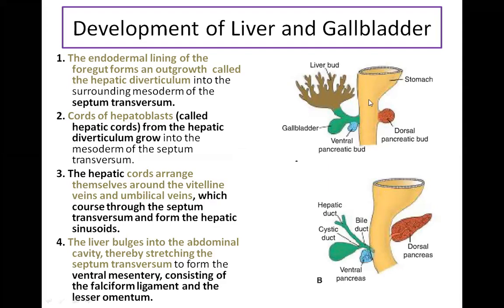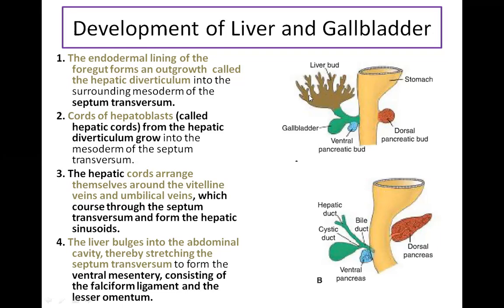So, this one is a primitive gut which is lined by the endoderm. So, endodermal lining of the foregut forms an outgrowth which is called the hepatic diverticulum into the surrounding mesoderm of the septum transversum. Now, the cords of hepatoblast, called the hepatic cords, from the hepatic diverticulum, they will grow into the mesoderm of the septum transversum.